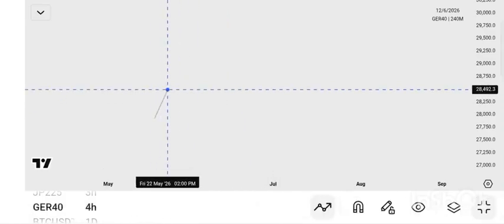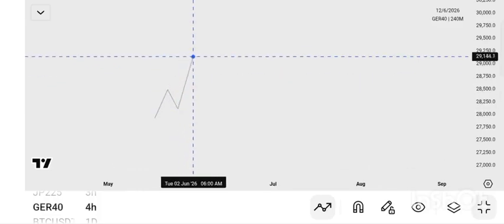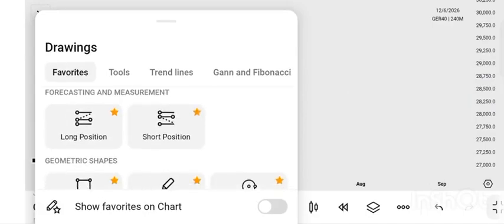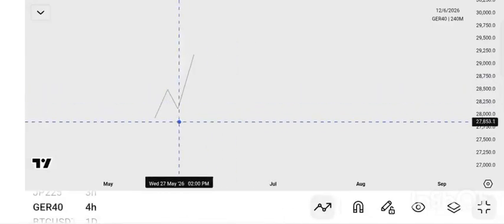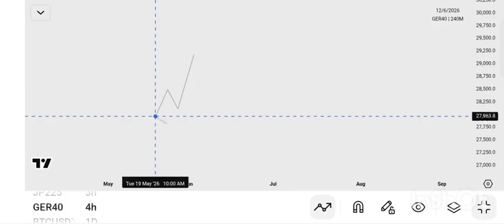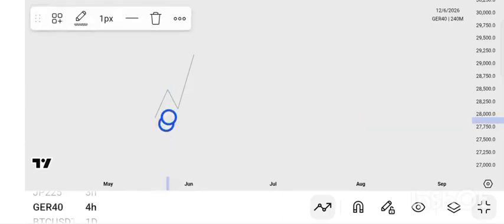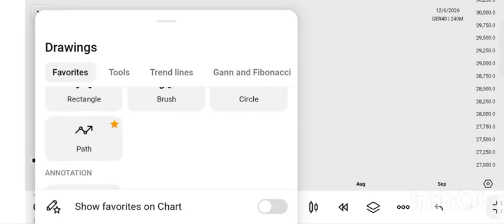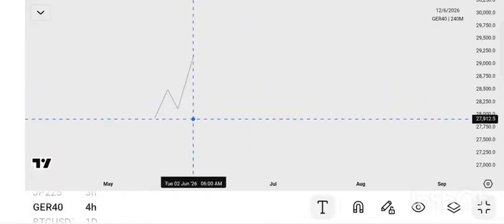In the sense that I want the weekly to give me something like this, a break of structure to the upside, especially for a bullish market. A break of structure to the upside. Let me write weekly here.